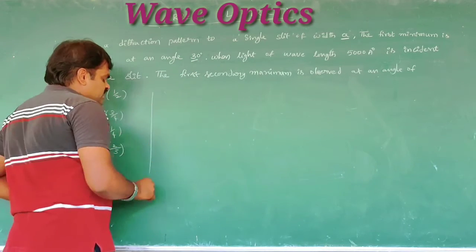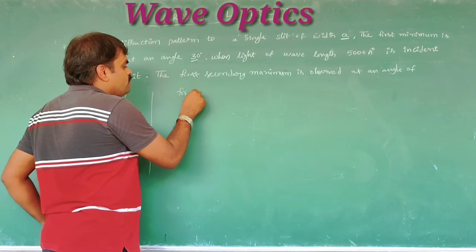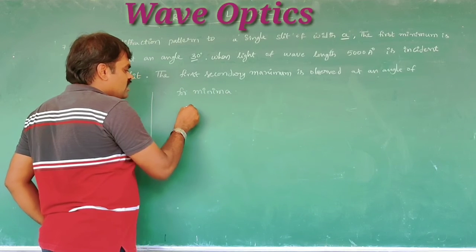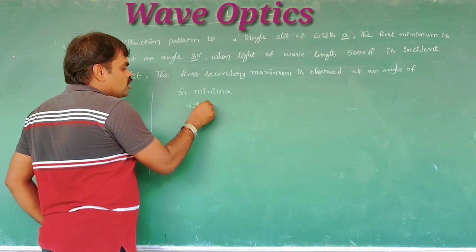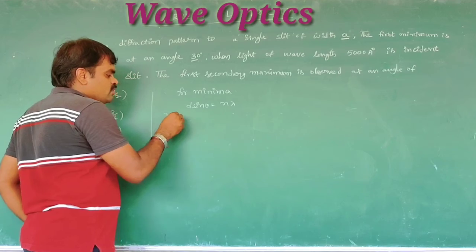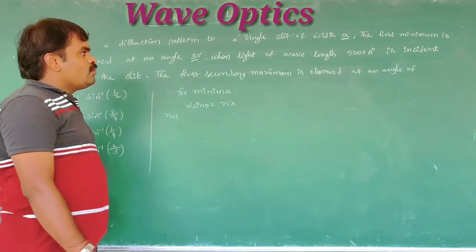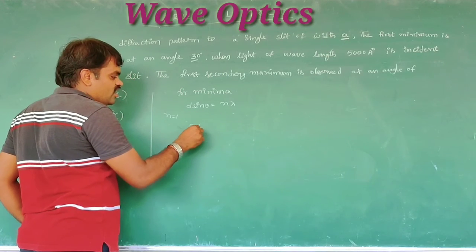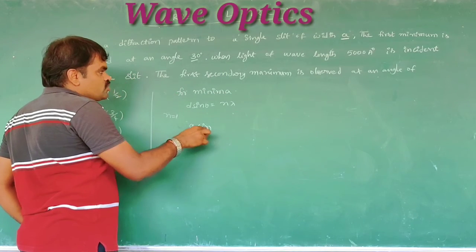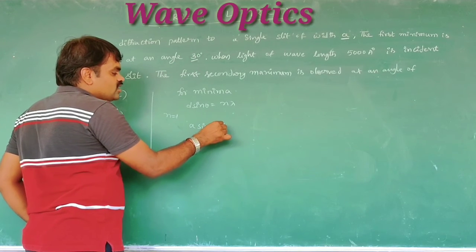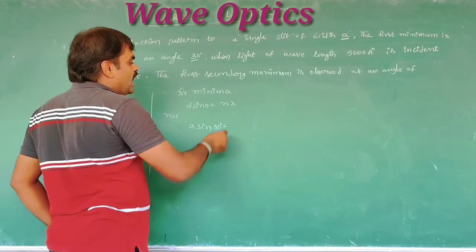Now we know about that. The condition for minima is d sin theta is equal to n lambda. First minima means n is equal to 1. But what slit width have they given? A. That's why A sin theta. The angular position of the first minima is given as 30. Sin 30 is equal to, n is equal to 1.